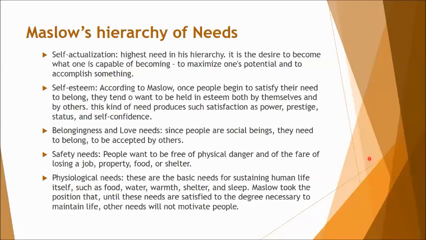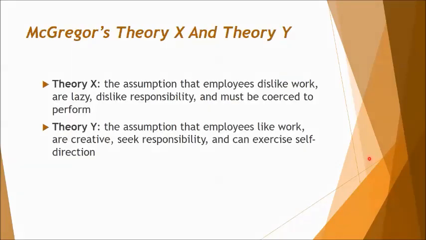Okay. Then let's proceed to McGregor's Theory X and Y. There are two types of employees here. In Theory X, the employees dislike work and they are lazy. They dislike responsibility and must be coerced to perform. So they don't want to work because it is in the Theory X. And in Theory Y, there's an assumption that employees like work and they are creative, seek responsibility, and can exercise self-direction.